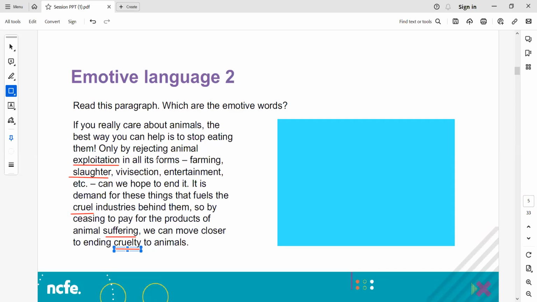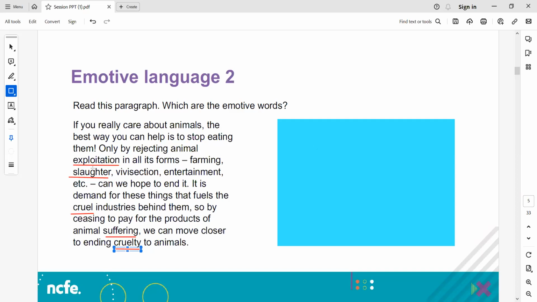Okay, so by adding emotive adjectives to your writing, you can try and have an impact on the reader to try and make them think the same way as you do, to try and persuade them of your viewpoint. So using emotive language in your writing is one of the ways that you can try and persuade your reader.